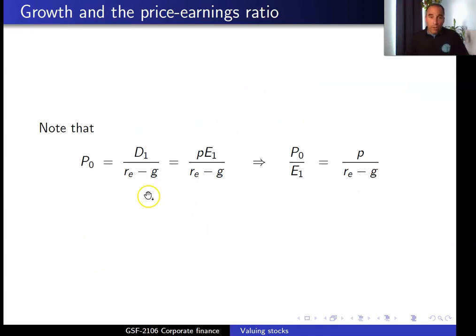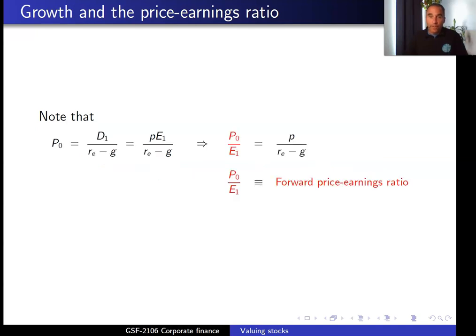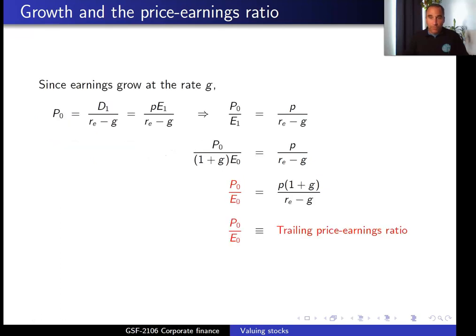Okay, again, we can rearrange the stock price in the dividend growth model equation to have an equivalence with the PE ratio. So P0 over E1, that's the forward price earnings ratio. So if we know the payout ratio, the expected growth rate, and the equity cost of capital, we can find an equilibrium forward price earnings ratio.